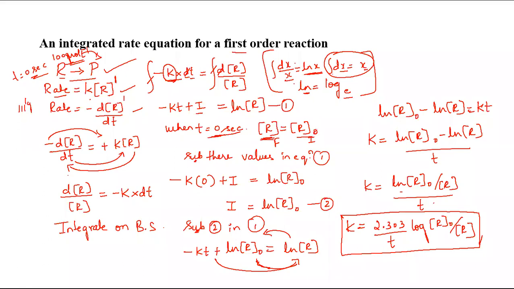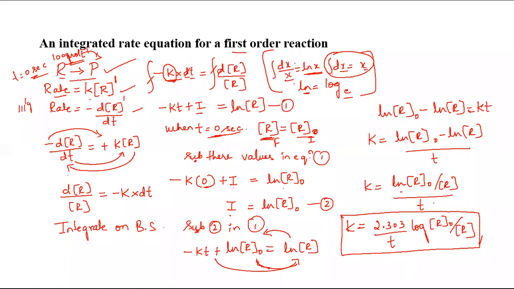Okay, if it is written here, that is the initial. Then substitute these values in equation 1. Then what we'll get? Minus k into 0, because the t value is 0, plus I is equal to ln r, in place of r, r naught. Then I will be equal to ln r naught. Consider this as equation 2.